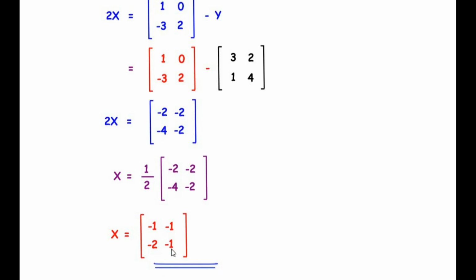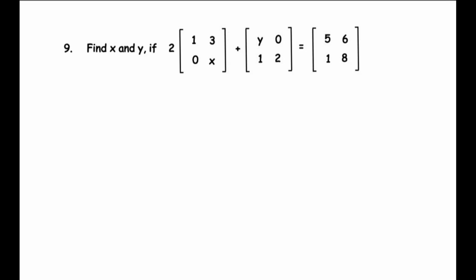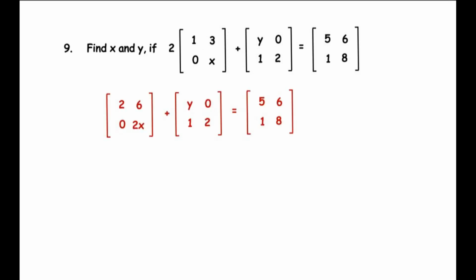Now let us move on to the ninth question. Find the value of X and Y in the given matrix. Now here let us begin by multiplying the scalar quantity 2 with the given matrix. So 2 multiplies with 1 giving us 2. 2 times 3 is 6. 2 times 0 is 0. And 2 times X is 2X. Plus the remaining two matrices remain the same.